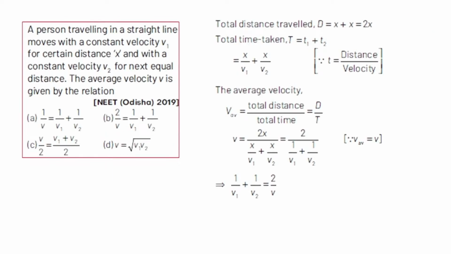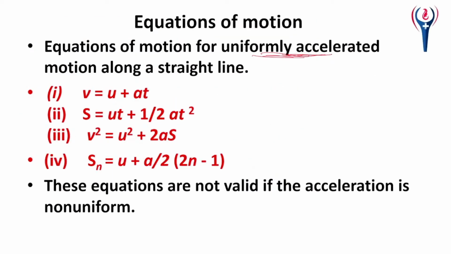What is u? u is the initial velocity. v is the final velocity. a is the uniform acceleration. t is time. s is displacement. Sn is the displacement in the nth second.